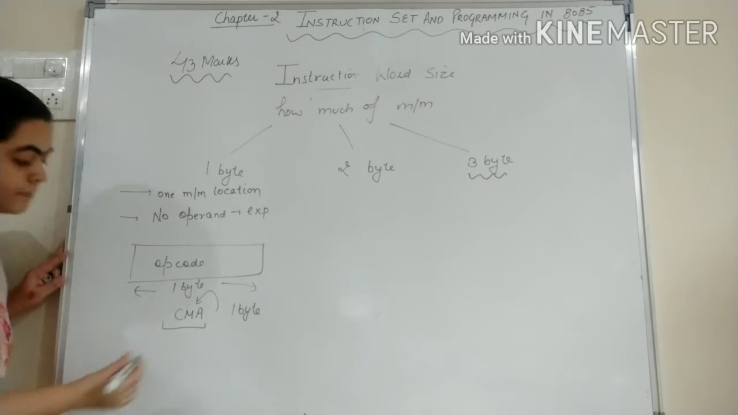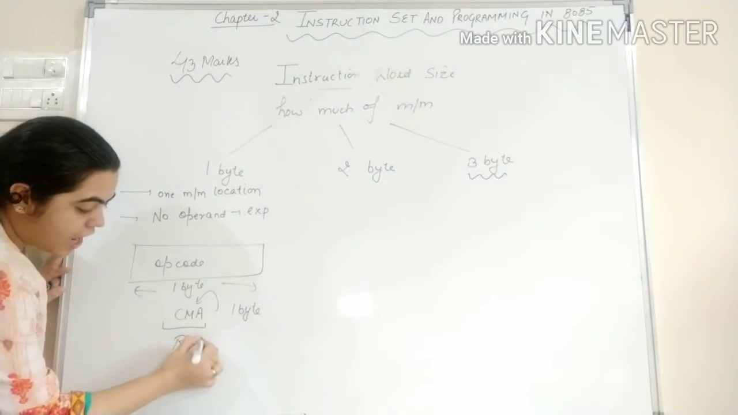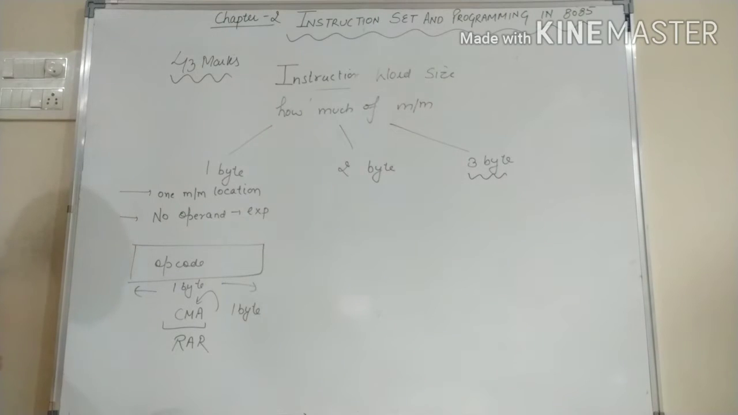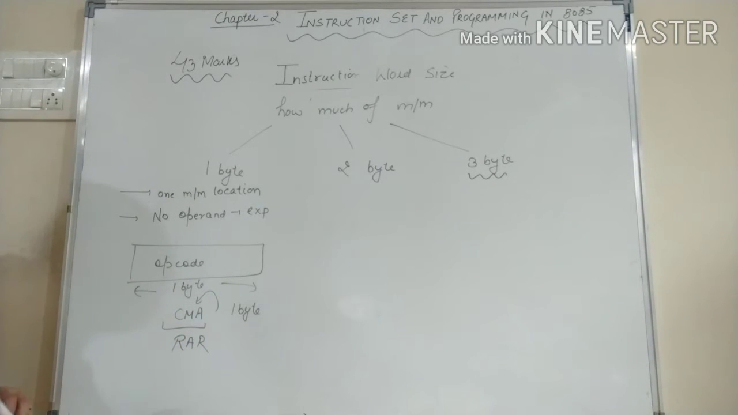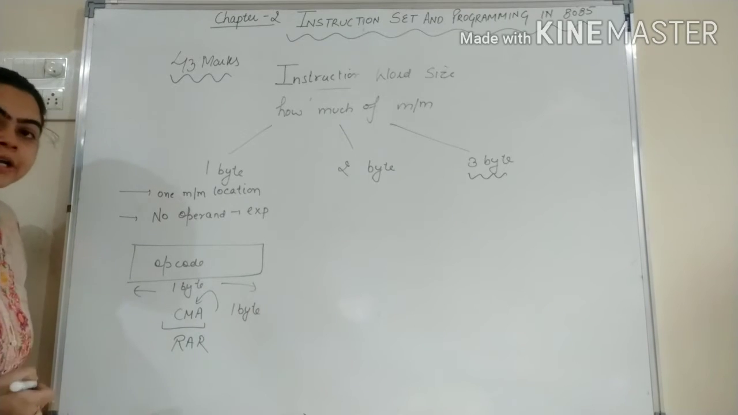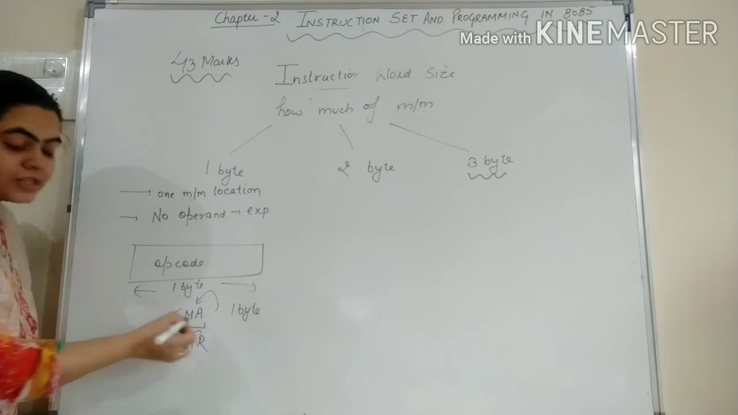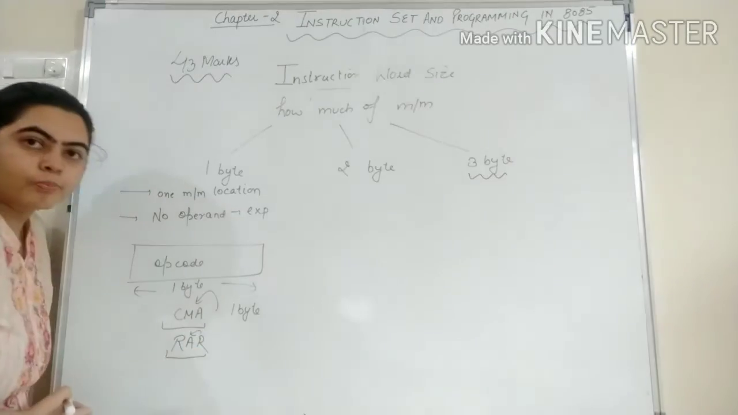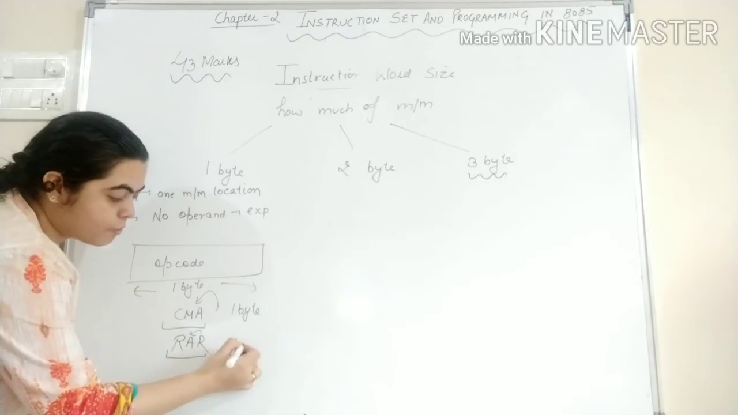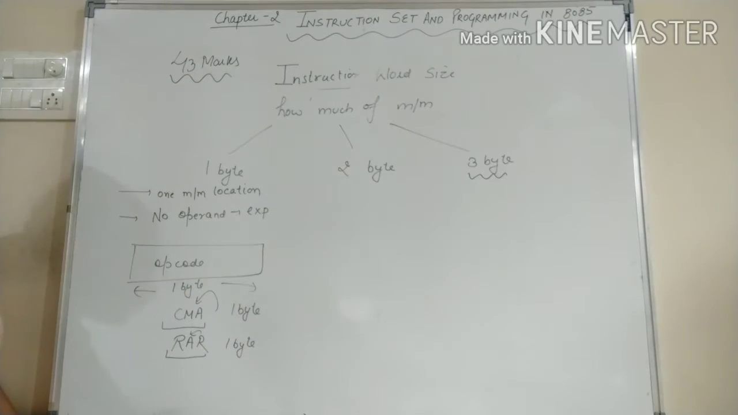Next we can see we have an instruction RAR. RAR means rotate the contents of the accumulator to the right hand side with carry. Again you can see the contents we have to rotate are present inside the accumulator. So again this is an opcode, and this opcode can occupy 1 byte of memory.